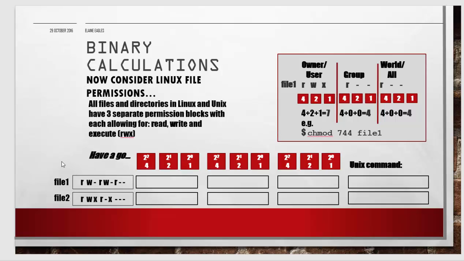So have a go at these. You might want to pause it for a moment and just have a little think about it. But I have the answers here, just in case you needed to have a cheat.